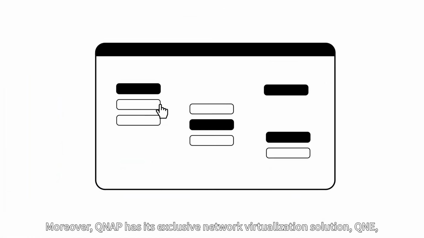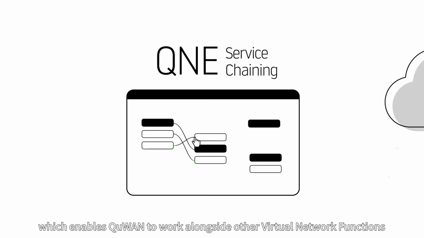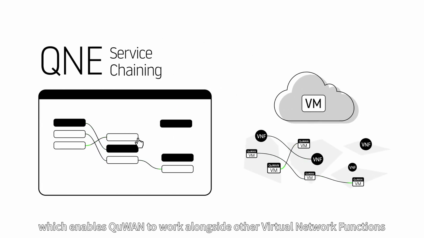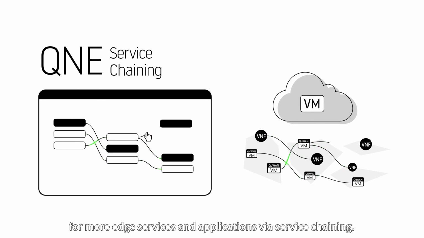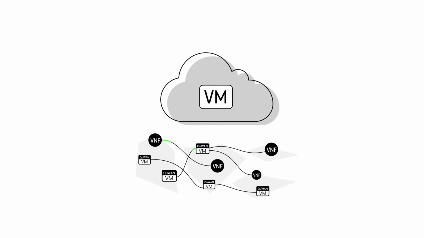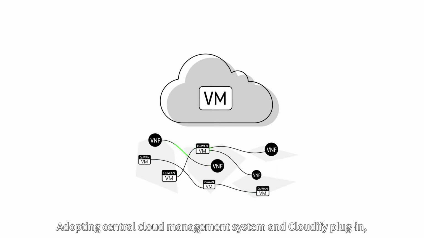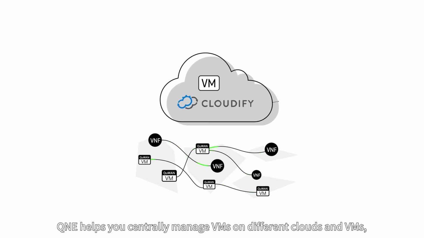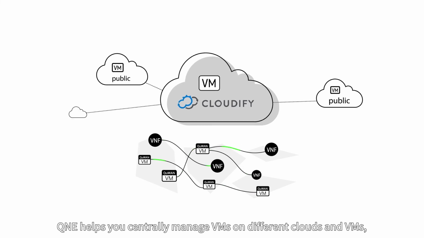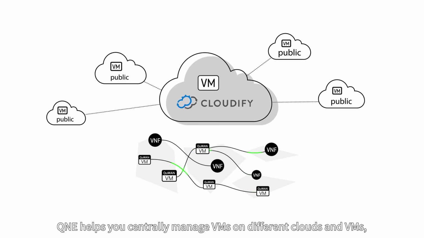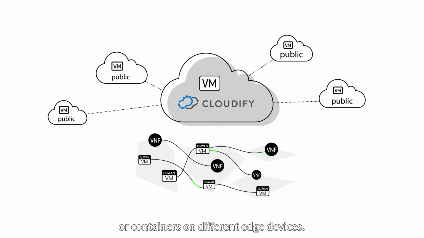Moreover, QNAP has its exclusive network virtualization solution, QNE, which enables QWAN to work alongside other virtual network functions for more edge services and applications via service chaining. Adopting Central Cloud Management System and Cloudify plugin, QNE helps you centrally manage VMs on different clouds and VMs, or containers on different edge devices.